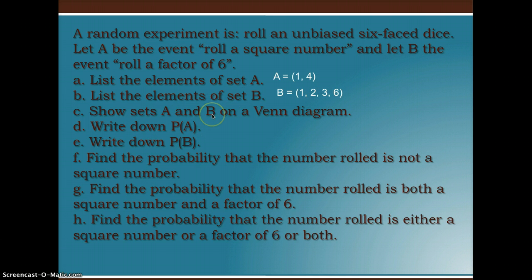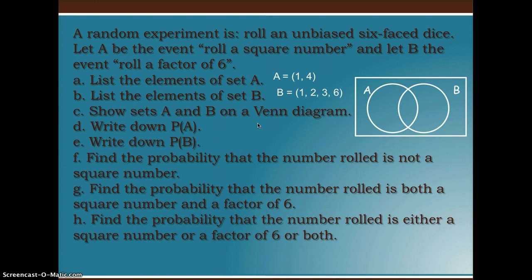Letter C, show sets A and B on a Venn diagram. So we'll have the rectangle there for our universal set, set A on the left side, set B on the right side. I always say that the first thing you do when you have a Venn diagram is always fill out the innermost part of your Venn diagram. This is your innermost part, which represents the intersection. For both sets A and B, the common element is 1, because set A has 1 and set B has 1. So you should have 1 in the middle.